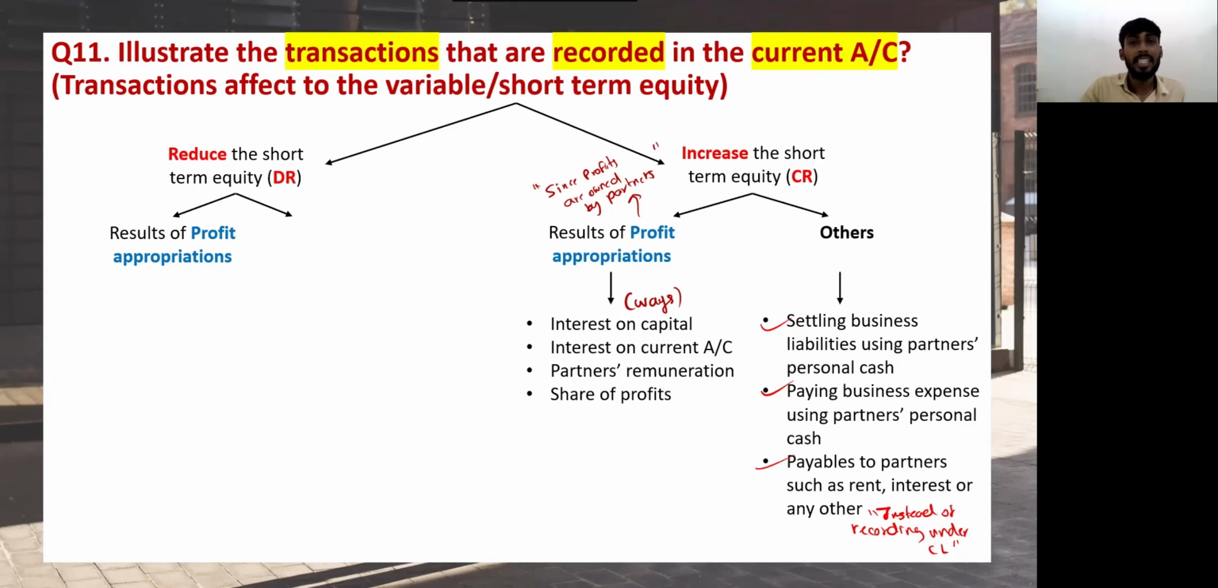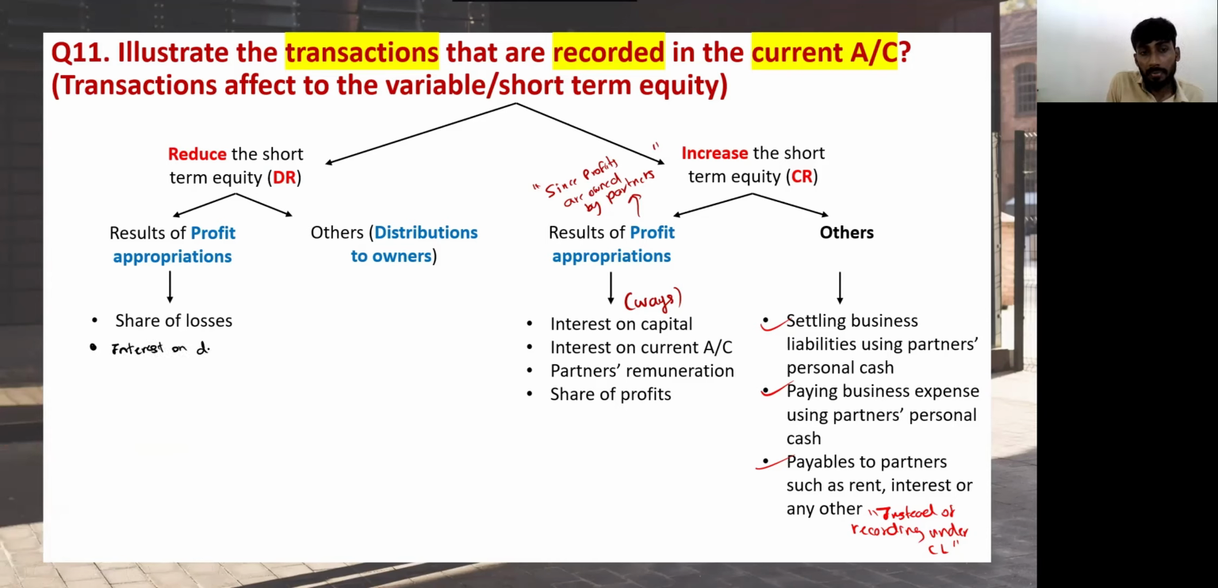Then when it comes to the transactions that reduce the equity, in the profit appropriation results, one result can reduce the equity. What is that? That is the share of losses. And also, one other thing I forgot to mention here, please make a note: interest on drawings. Interest on drawings will also reduce the equity.